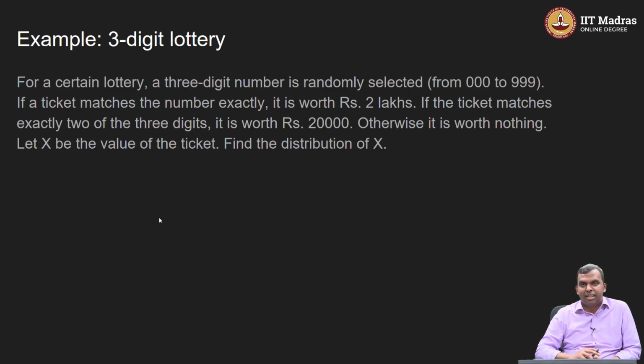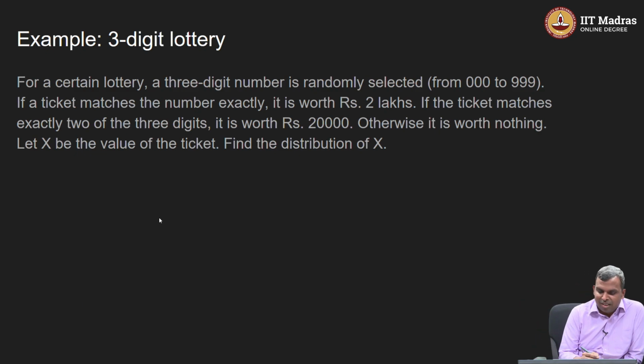Think about what that is. When you say 2 of the 3 digits, supposing you hold the ticket 123, when will you get 20,000? You should get 1, 2 and something other than 3. It could be 120, 121, 122, 124, 125, 126, 127, 128, 129. So, rupees 2 lakhs is an exact match, that is not very difficult to see.